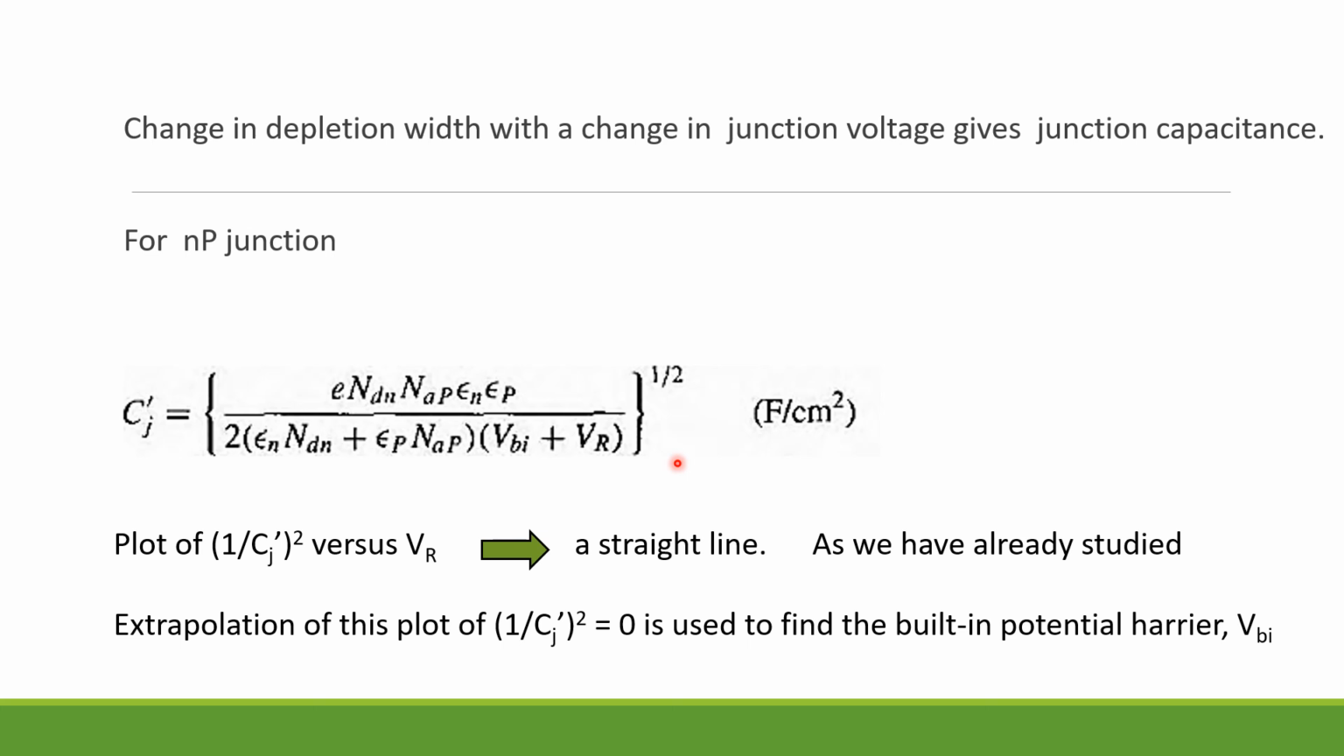As we have already studied, extrapolation of this plot of 1 by Cj prime whole square equal to 0 is used to find the built-in potential barrier VBI.